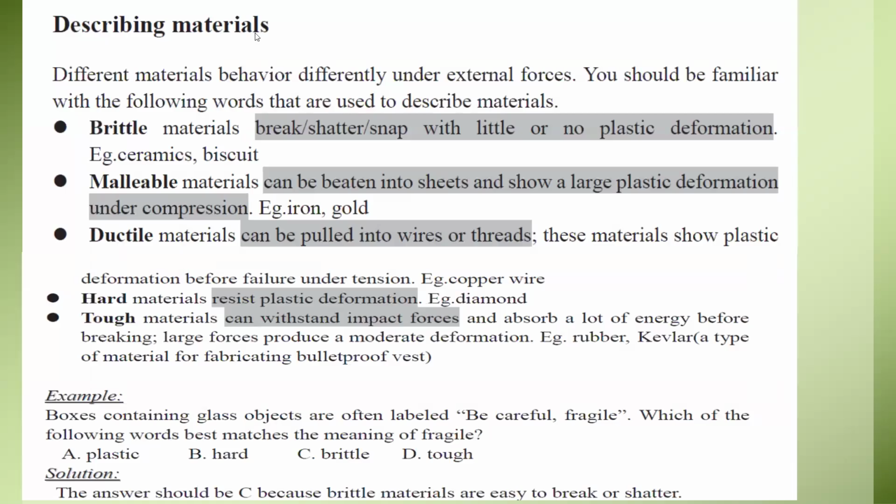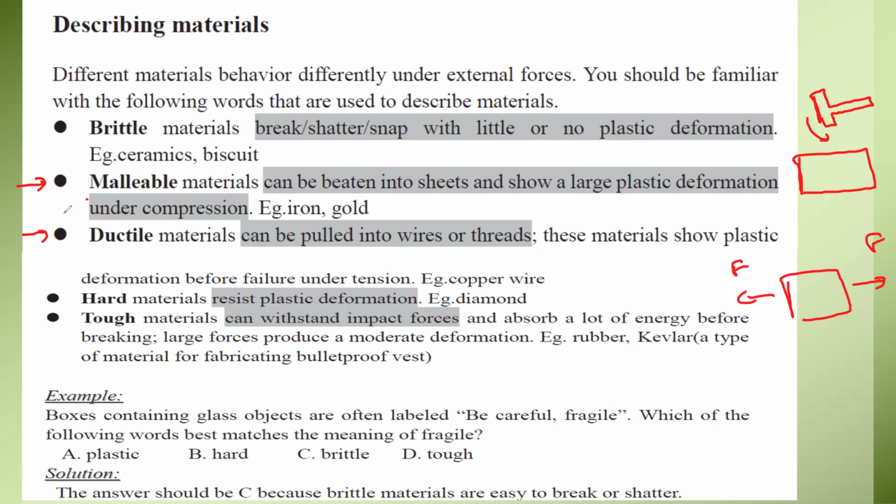Next, we have malleable. How do we define the term malleable? A malleable material can be hammered or beaten into sheets, and it shows a large plastic deformation under compression. So malleable means the object deforms under compression. For example, if I hammer something and make a shape, I call that malleable. But if I apply force to stretch an object, I call that ductile.